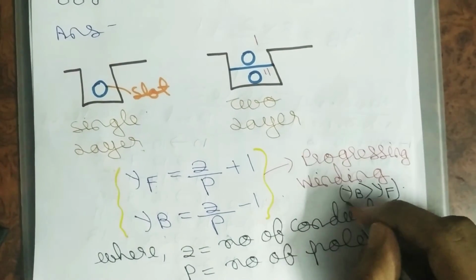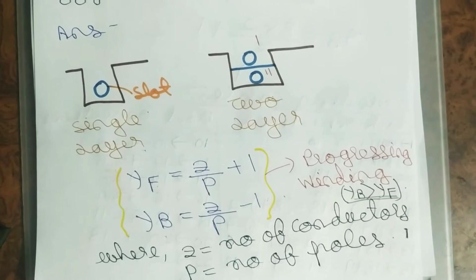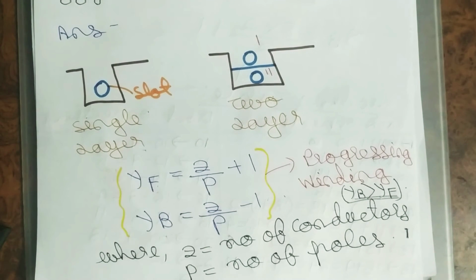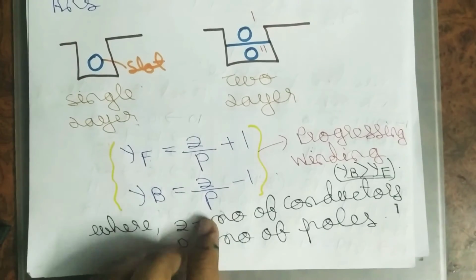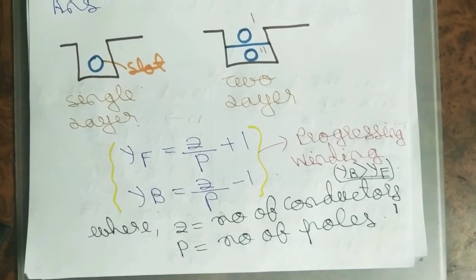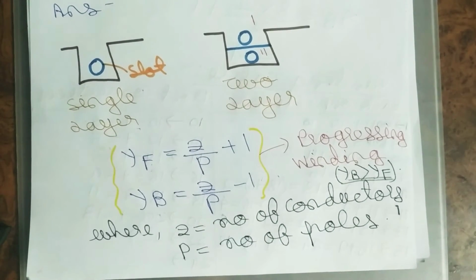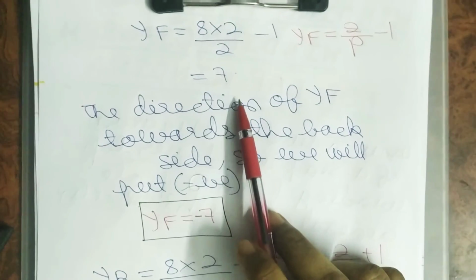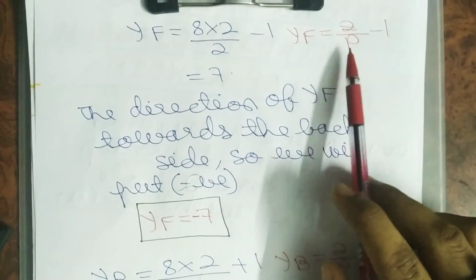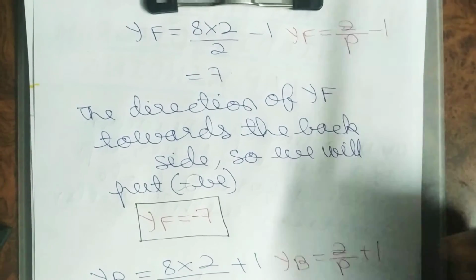For progressive winding, the condition is YB should be greater than YF. And for retrogressive winding, the condition is YF should be greater than YB. So in this case, YB should be greater. Here Z means the number of conductors and P means the number of poles. So YF is the front connection and the formula for that is Z by P minus 1, as Z is the conductor and P is the pole.